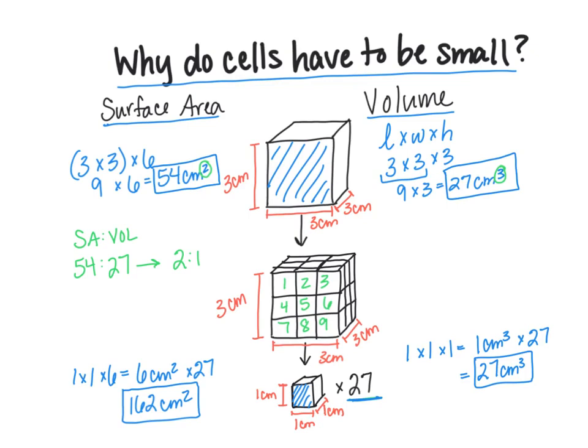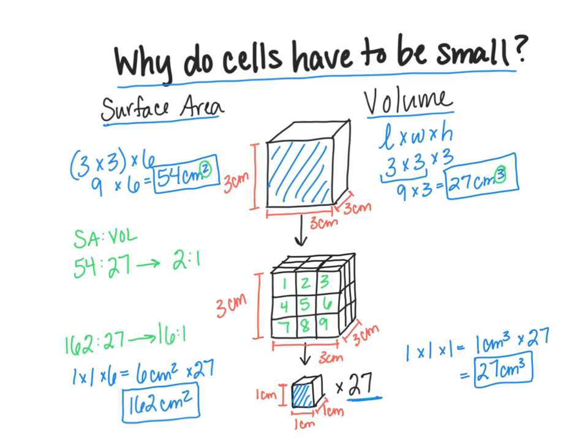Now if we look at the example at the bottom where we've taken this large cube and we've cut it down into smaller pieces, we've altered the surface area but not the volume. So now the new ratio is 162 centimeters squared relative to our 27 centimeters cubed. And once again, we can reduce that ratio just like we can reduce a fraction, which changes it to a surface area to volume ratio of 6-to-1.